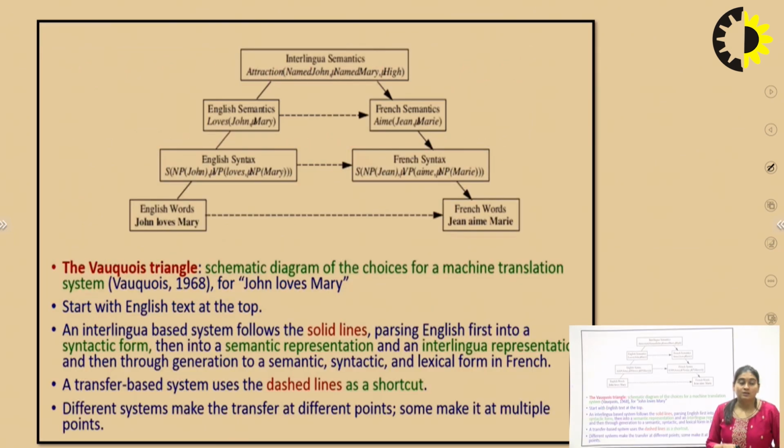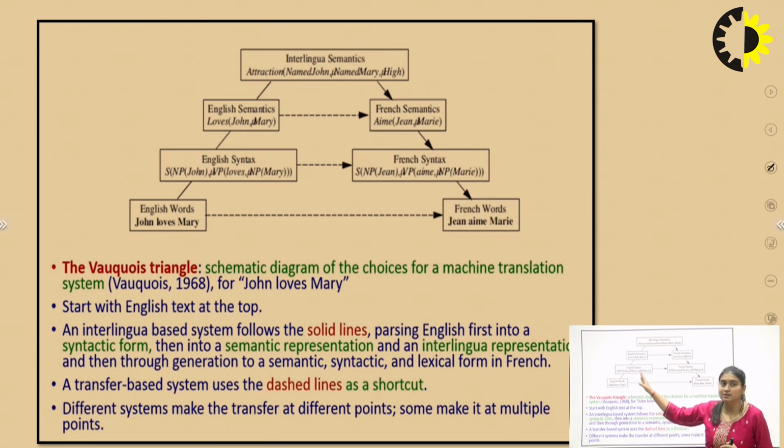Now, this is a diagram, called a triangle, a symmetric diagram of the choices for the MT system for "John loves Mary". John loves Mary is a sentence in the English language, or you can say these are English words. So these are the levels here. Firstly, we convert these English words to English syntax, then English semantics, then interlingua semantics, then French semantics, then French syntax, and then French words. So these are the levels, and we are going in this way.